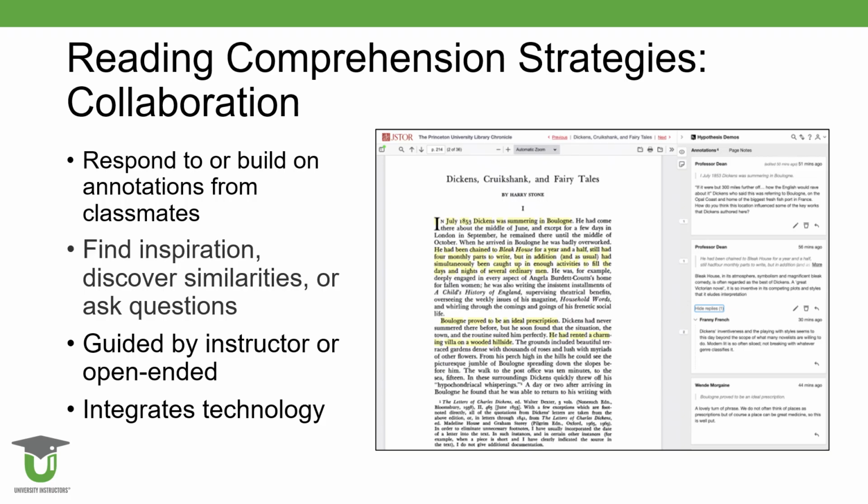Finally, students can collaborate on their annotations, thus expanding their perspectives or finding similarities, or possibly raising more questions than they originally had, which is great. The collaboration can be led by the instructor who provides guiding questions or left to the students to lead their own. Technology tools available in software programs such as Google Docs and Microsoft Word allow students to share documents and respond to one another. They can post their own annotations while responding to others, which creates an ongoing dialogue about the text.